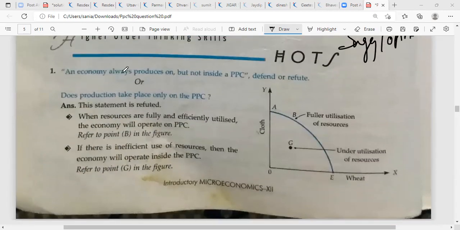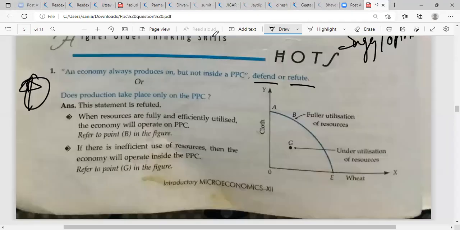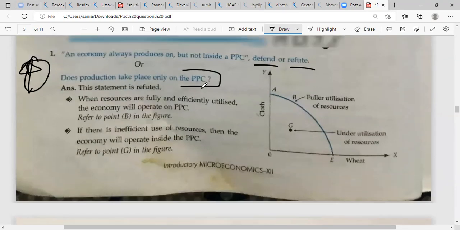Now this question. An economy always produces on but not inside the PPC. This is an important question you'll be getting. When examiners set a tough question paper, you get questions like this. So the question is, an economy always produces on but not inside the PPC. Defend or refute. Basically, this production takes place only on the PPC. So you have to defend it or refute it.